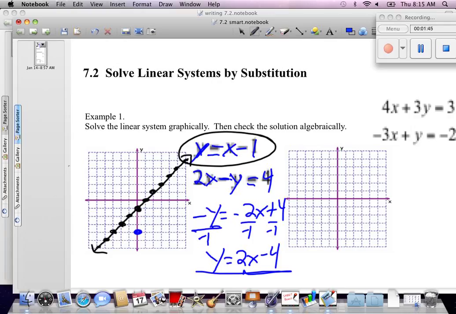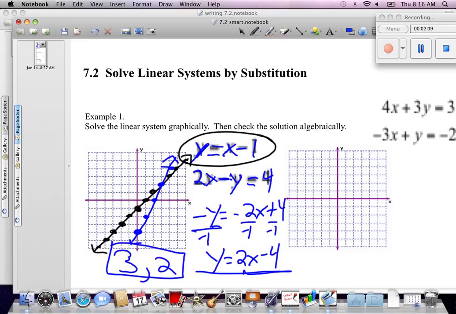We go up 1, 2 over 1. Up 1, 2 over 1. And we can keep going. But the whole point is that it crossed right here at 3, 2. Positive 3, positive 2. That is my answer. You guys see where it crossed?